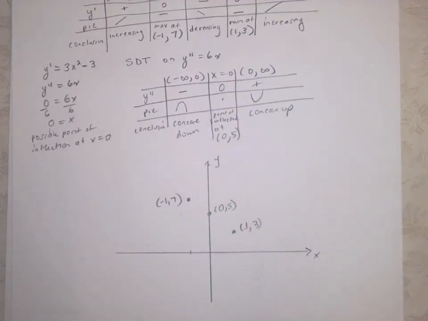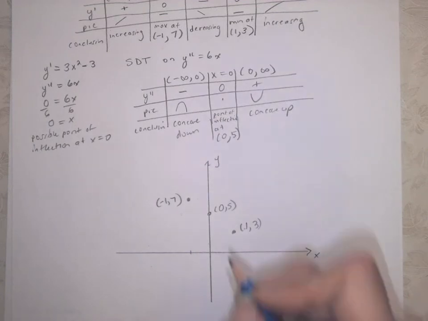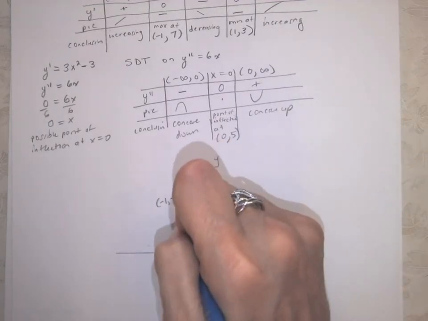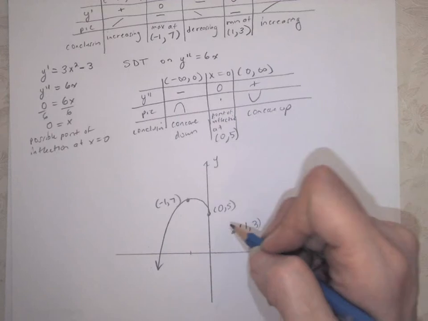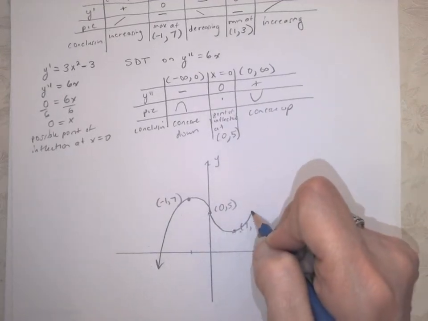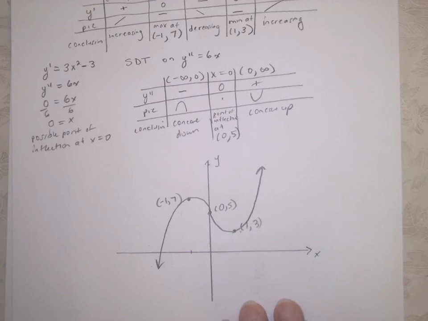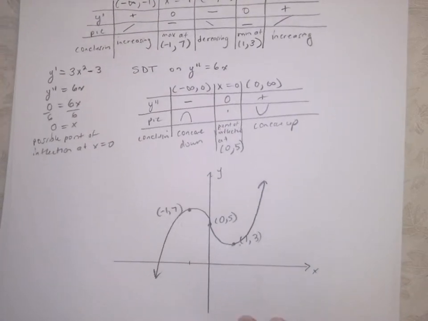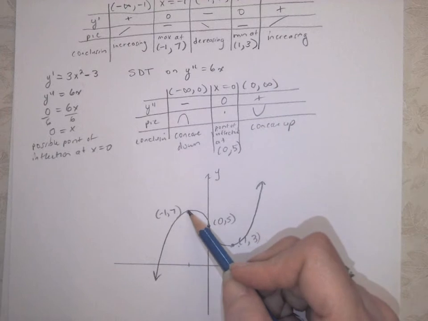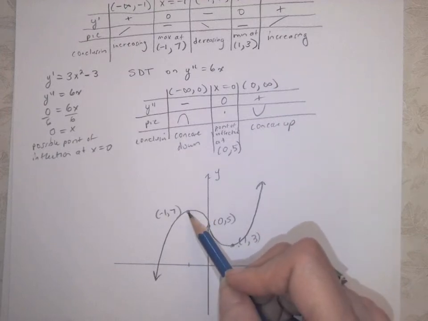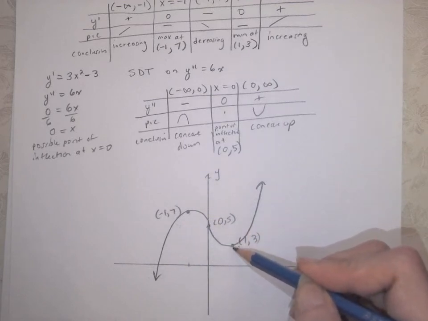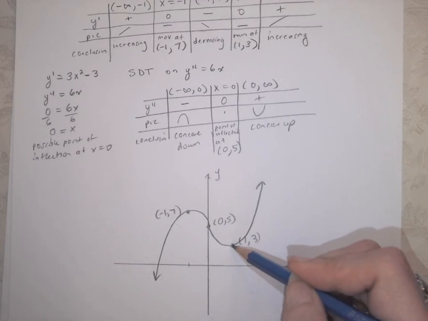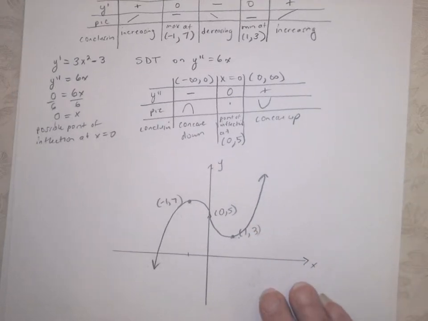And I know that I'm concave down from negative infinity to 0, so I'm concave down here. And I'm concave up from 0 to infinity, concave up here. Check my first derivative test. Am I increasing from negative infinity to -1? Yep. Max at (-1, 7)? Yep. Decreasing from -1 to 1? Yep. Min at (1, 3)? Yep. And then increasing after that. Got my concavity. My important points labeled, done.